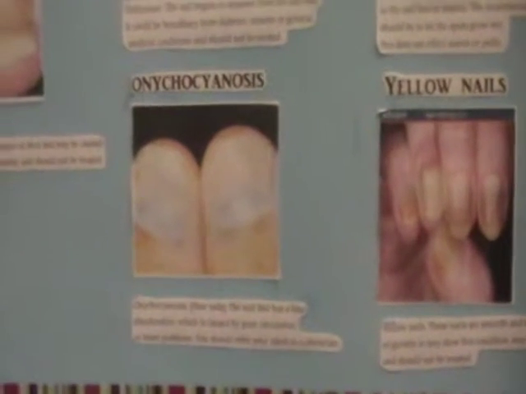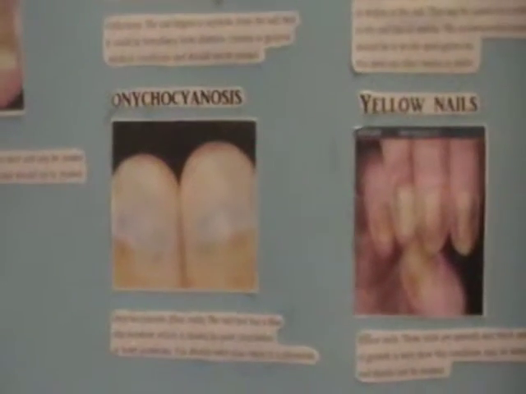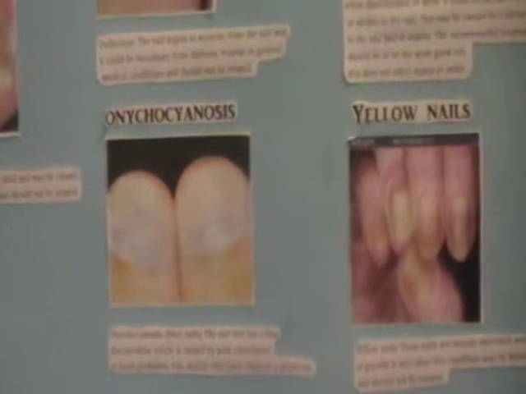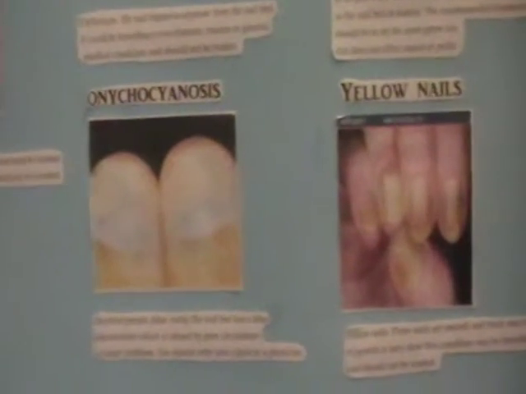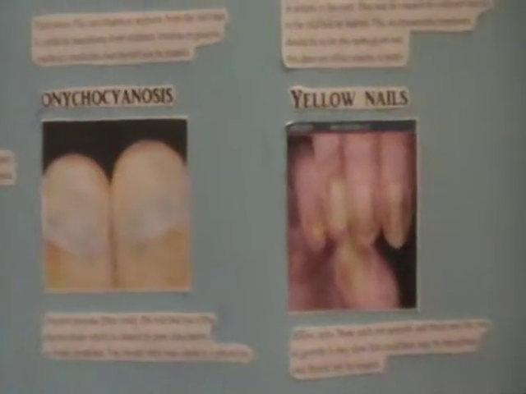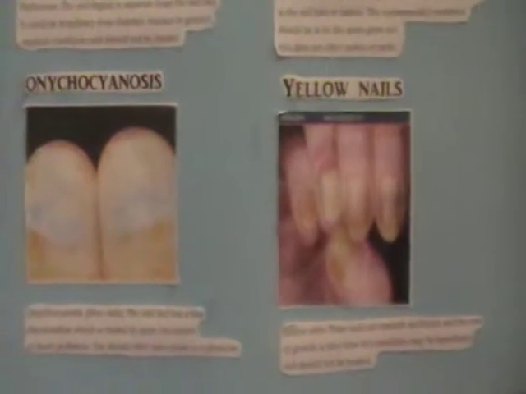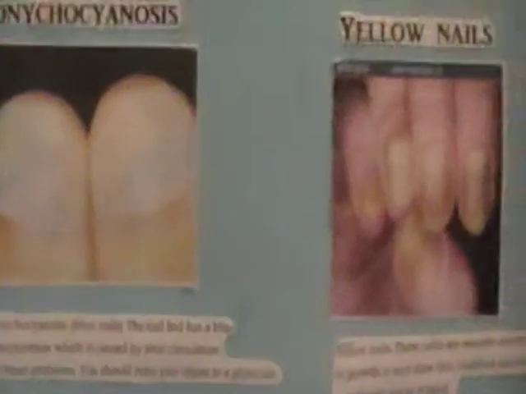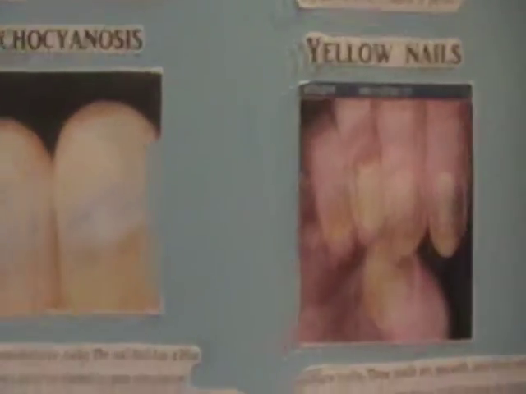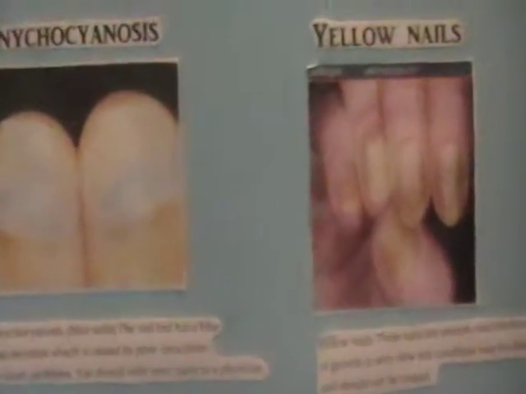And this right here is onychocanosis, and it is blue nails. The nail bed becomes blue. It could be caused by poor circulation or heart problems, and you should probably refer your client to a physician.